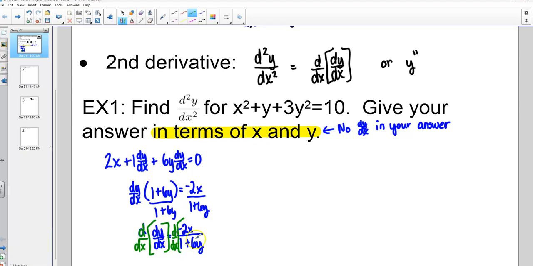So on the left side, I just get the second derivative, d squared y over dx squared, right? The derivative of dy dx is the second derivative. On the right-hand side, I've got to take the derivative using the quotient rule. So that's going to be low, which is 1 plus 6y, d high. So the derivative of negative 2x is negative 2, plus high, so the high is negative 2x.